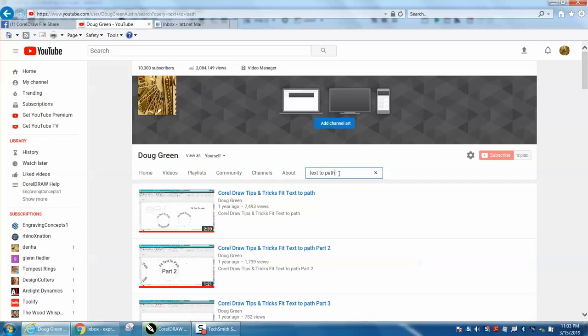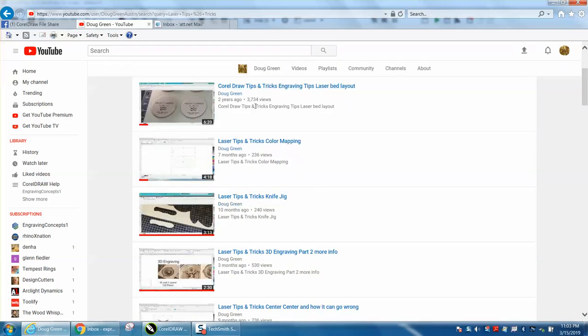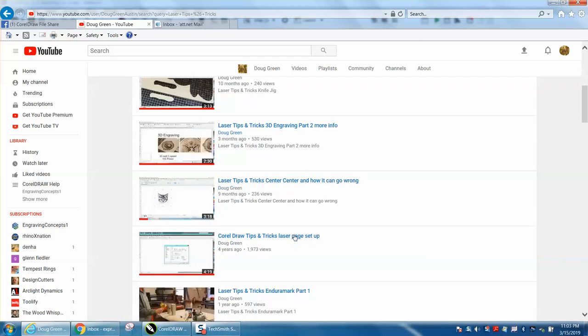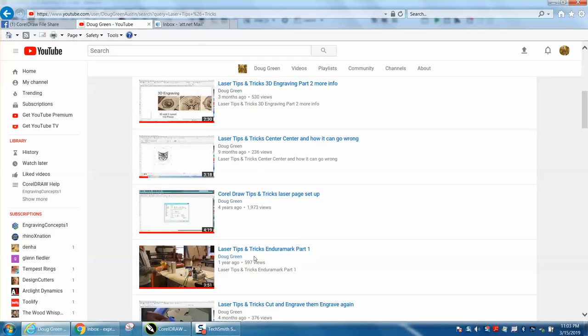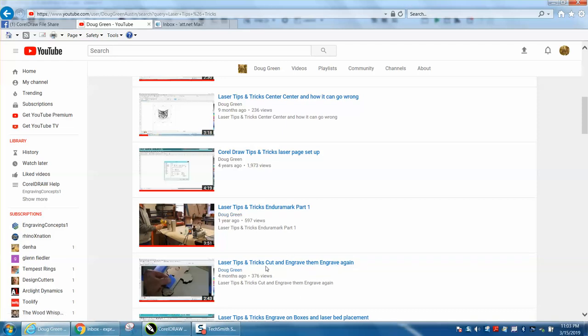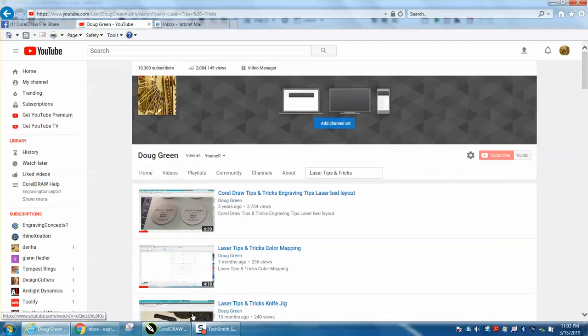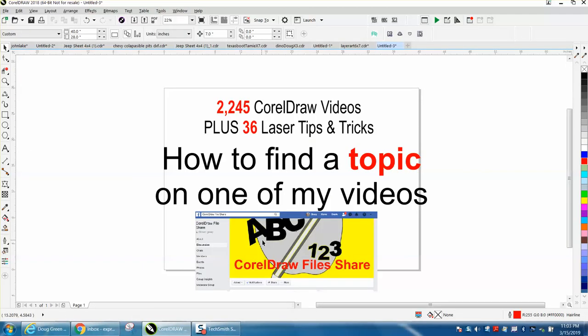And also, if you want to find one of my laser tips and tricks, just type that in, and you'll get some other laser videos. Like this is the Corel Draw tips and tricks, but it has the word laser in it. But here's laser tips and tricks, color mapping, the knife jig, 3D, and I've got quite a few that are laser related that don't really have anything to do with Corel Draw. So that is a way to find some of my items.